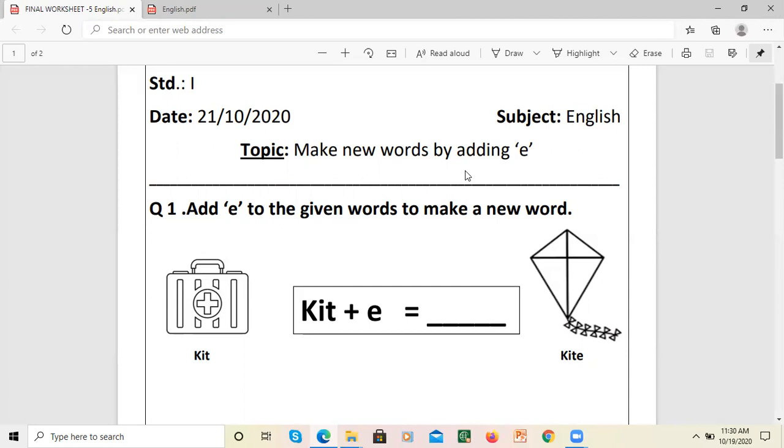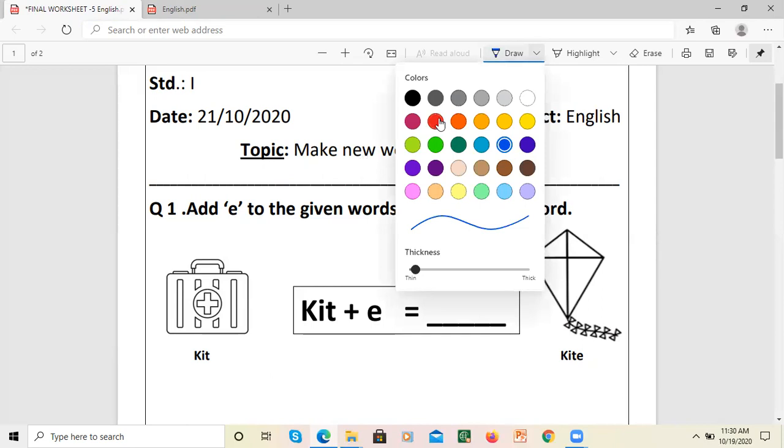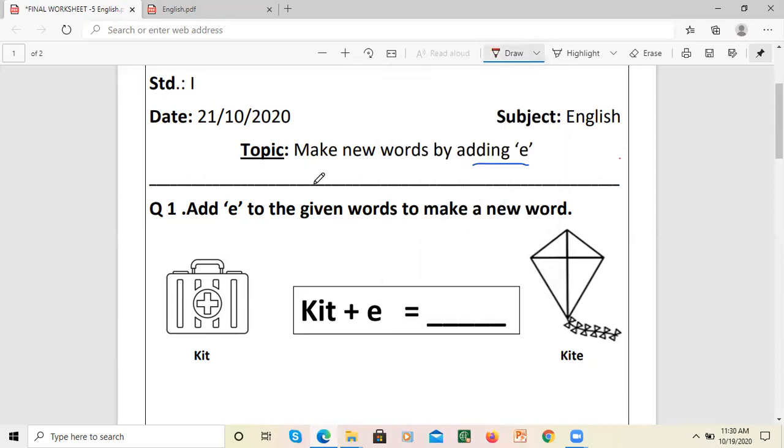So the topic, today's date is 21/10/2020. Topic is make new words by adding E. Okay. So remember, we are going to be using the same thing. Question number 1. Add E to the given words to make a new word. Does it say? Add E to the given words to make a new word.